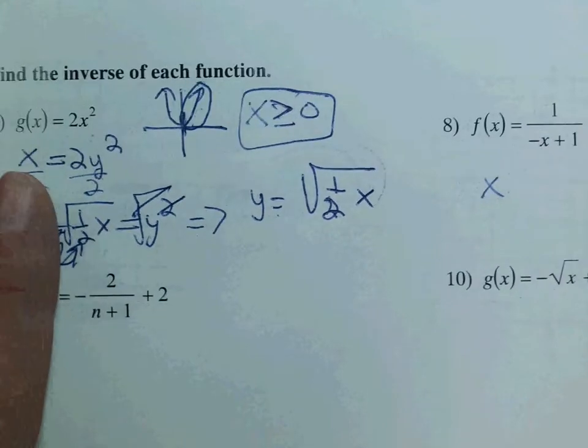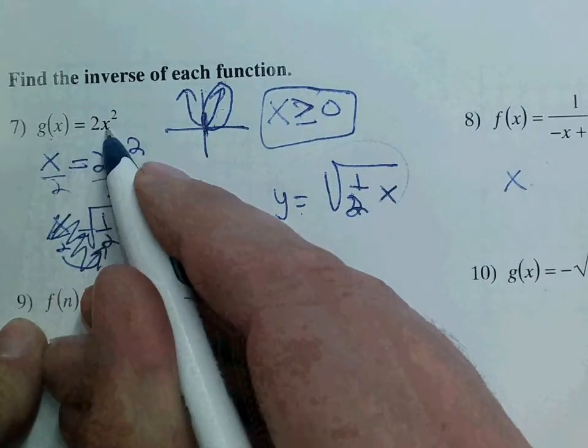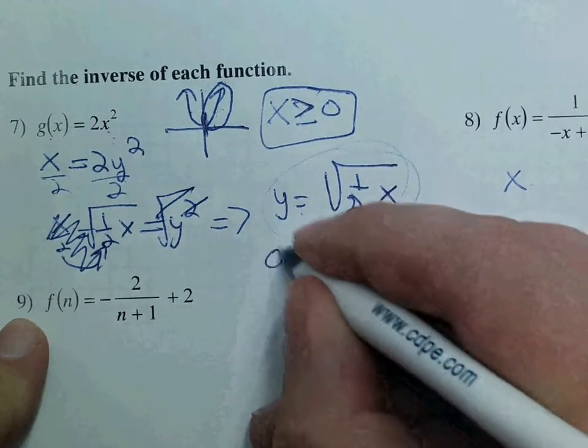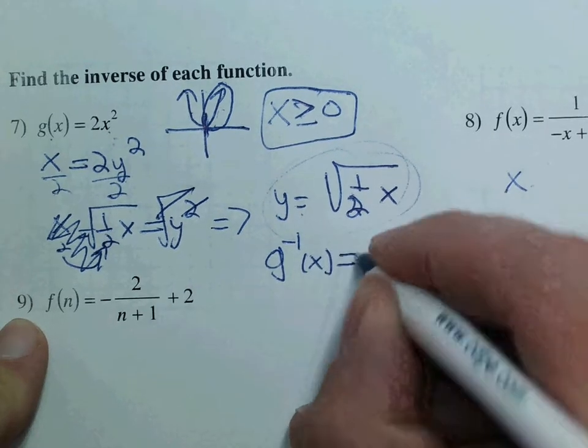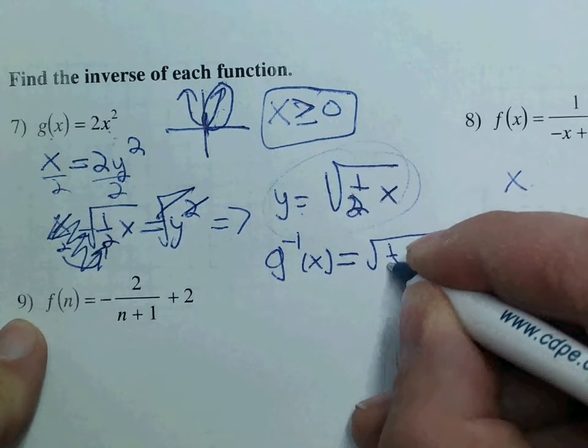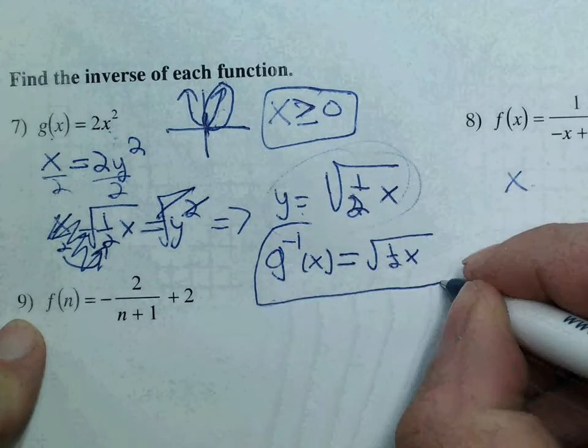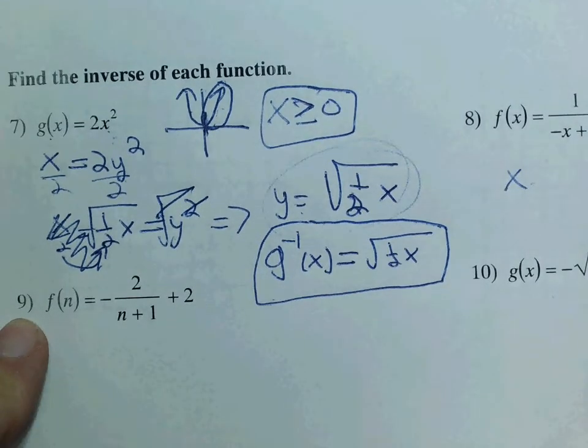Let's go back to this last one for just a second. Because it started with g of x equals, we shouldn't leave it as y equals at the end. We should write g inverse of x equals the square root of 1/2 x. That was sloppy of me, and I apologize. I almost gave you guys bad advice.